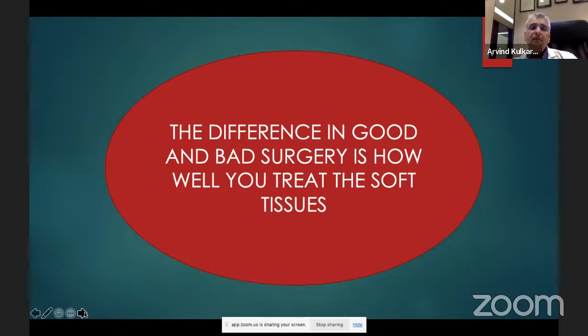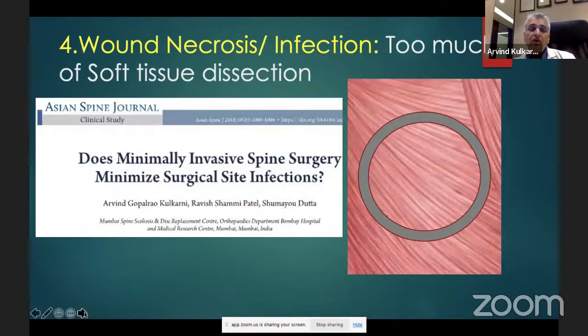Now, the difference in good and bad surgery is how well you treat the soft tissues. That has a bearing on preventing infection. We published this paper after we did close to 2,000 cases of minimal access surgery using tubular retractors. There was hardly any infection in tubular decompression and tubular discectomy cases, but we had 3 infections in patients who had undergone a TLIF. Such an occurrence of necrosis or wound infection happens if your tube is very superficial.